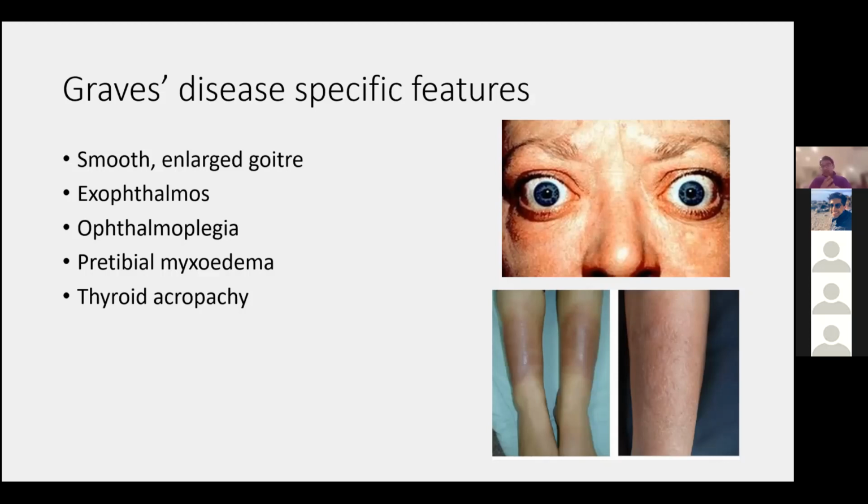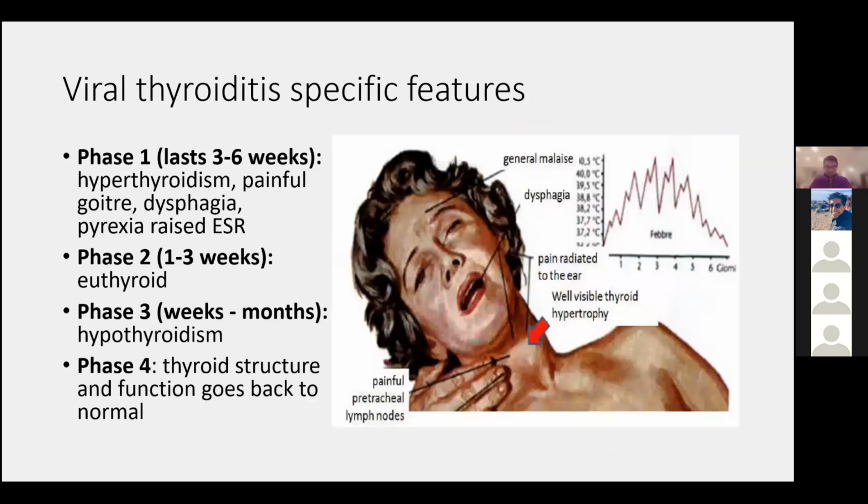They'll have ophthalmoplegia along with their Graves' eye disease. They may have difficulty with eye movements and may complain of diplopia. And they will have a smooth enlarged goiter, as I said earlier.